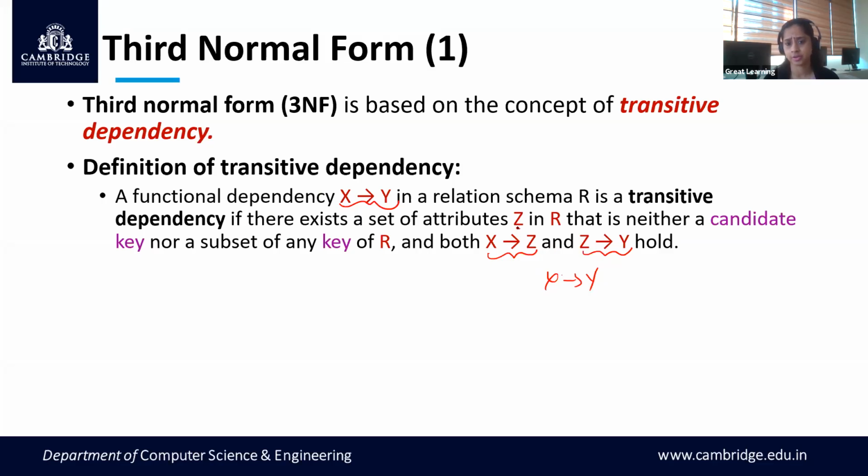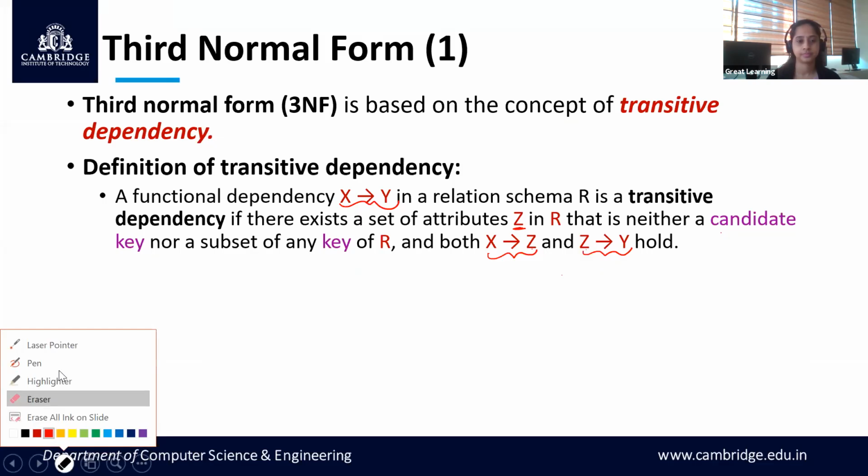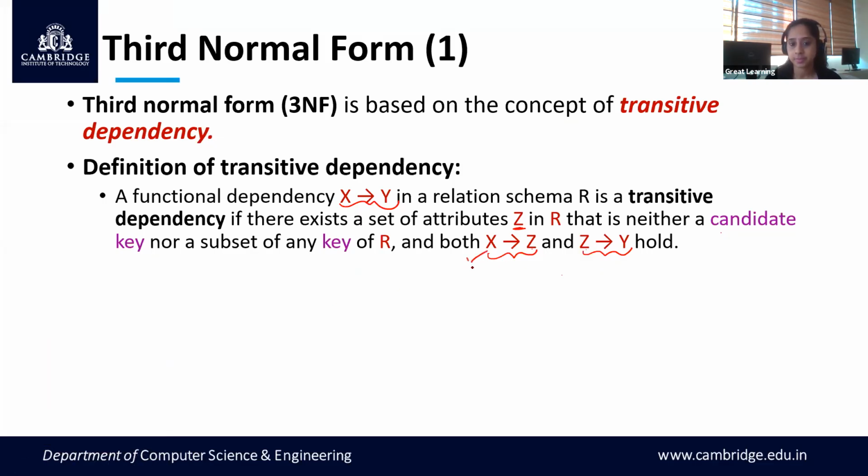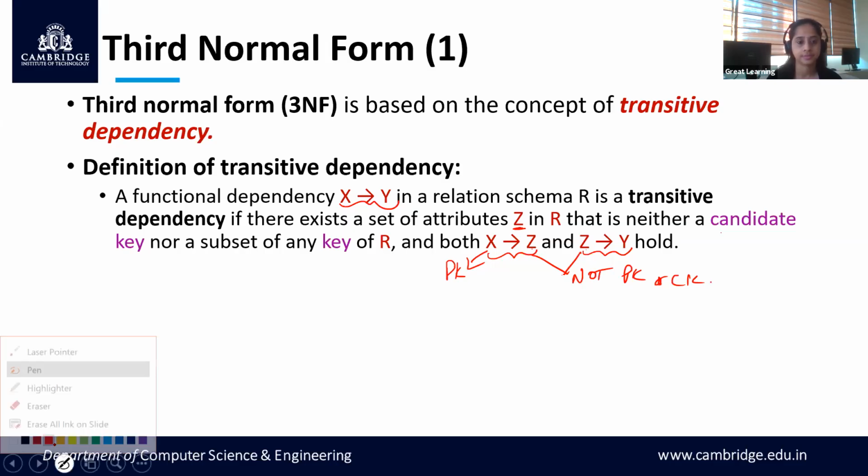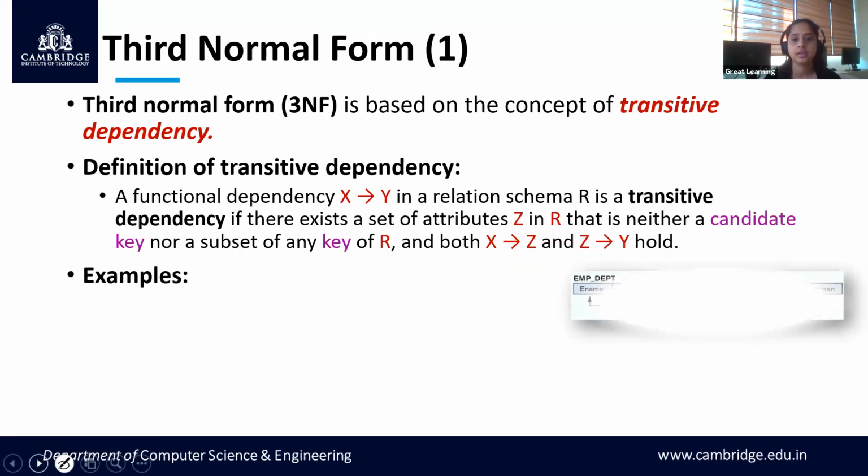So here transitive dependency is: if there exists a set of attributes Z that is neither a candidate key nor a subset of any key, and both X determines Z and Z determines Y hold. So Z should not be either a primary key or a candidate key. X must be the primary key, but Z should not be a primary key or candidate key. Okay, fine. That's the condition here.